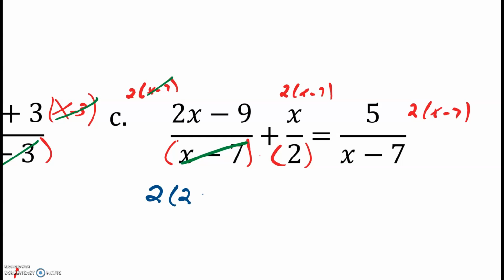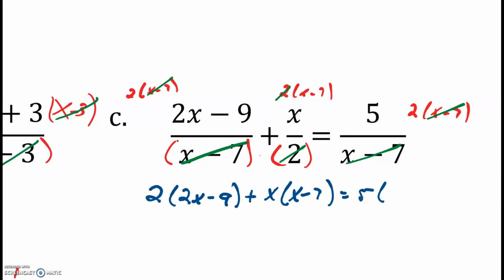times 2x minus 9, plus this factor of 2 cancels with this factor of 2. I'm going to have x times x minus 7. And then this x minus 7 is going to cancel with that x minus 7. And I'm left with 5 times 2. So now I solve this equation. 2 times 2x is 4x minus 18 plus x squared minus 7x is equal to 10.